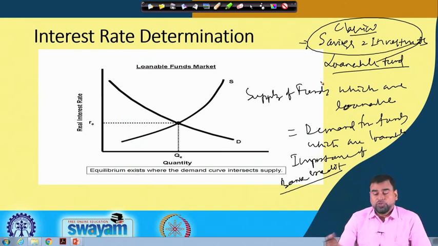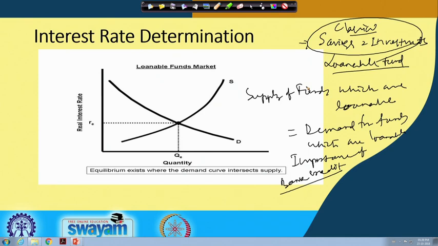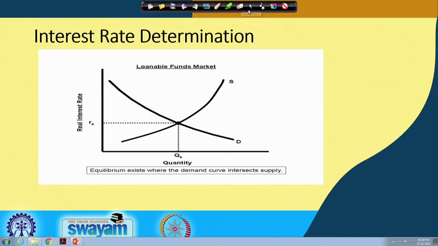Then another most important theory we have is the Keynesian theory, which is quite relevant from the practical perspective, or current perspective, or the actual operations of the market, or the behavioral perspective. Those concepts we will be discussing in the next class, which is popularly known as the Keynes liquidity preference theory.